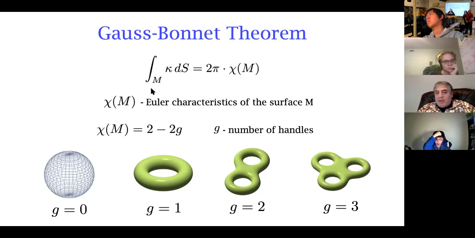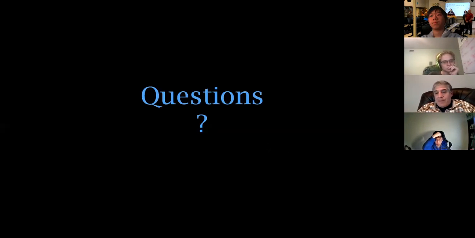So this is an example of the connection between geometric properties. When you integrate them out, they give you some global properties which are topological. Any questions?